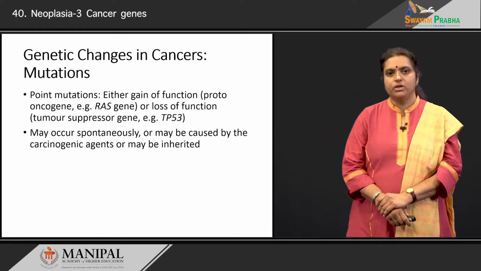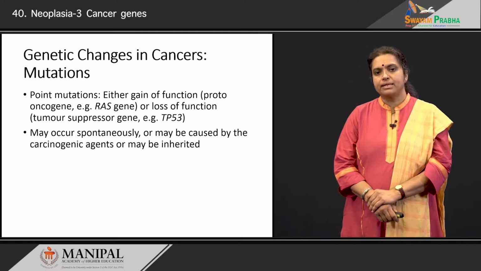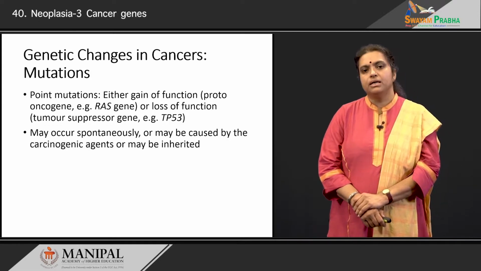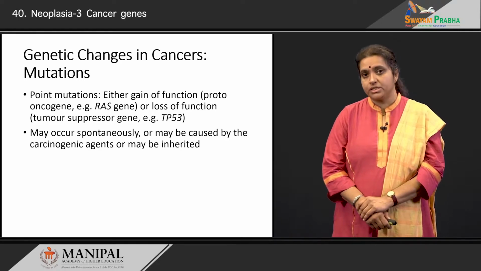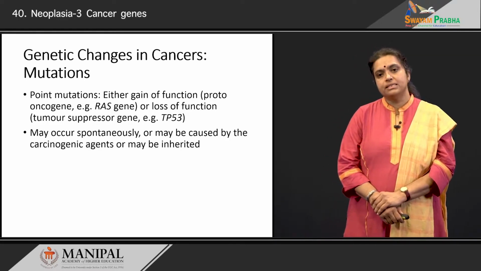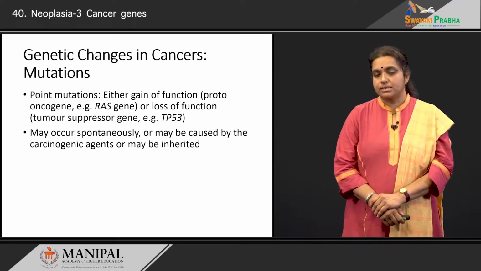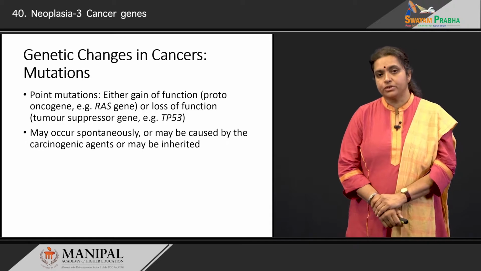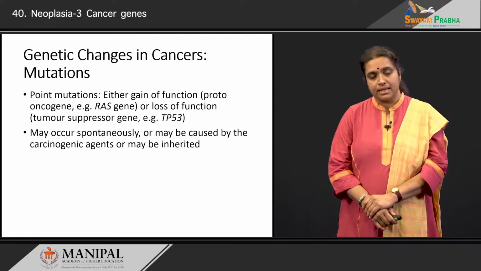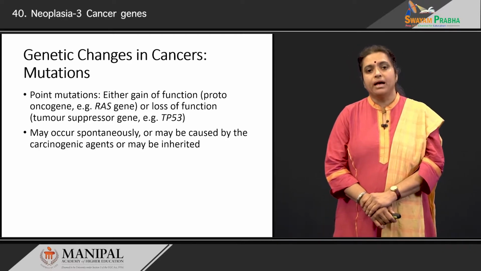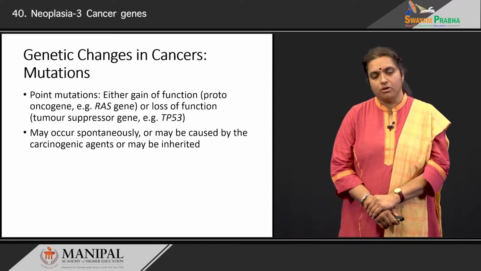First, mutations. We already discussed what driver and passenger mutations are, but what exactly happens in mutations? I will give you some examples. There is either gain of function, which is the more common event. For instance, there could be a proto-oncogene such as the RAS gene. In a subsequent lecture, I will be talking more about this RAS gene, which normally acts as a signal transducer, and this gene when mutated can become an oncogene.